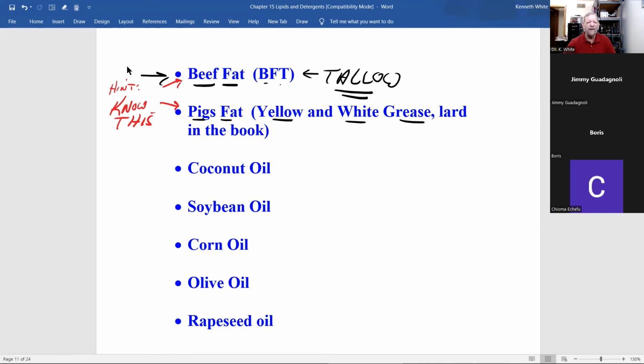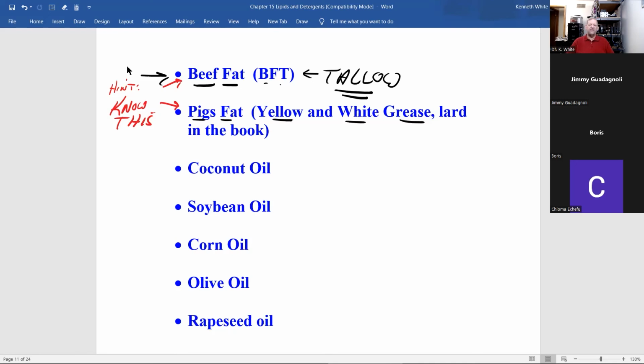Again, you should know beef fat is tallow, and pig's fat in the chemical industry is not called lard, which is in the book you were using. When I first saw it, I said, oh, whoever wrote this book, well, I know who did. I knew Harold Hart, the original author. If we were using a book, which we're not, he never worked in the chemical industry like I have, but we call that yellow and white grease.